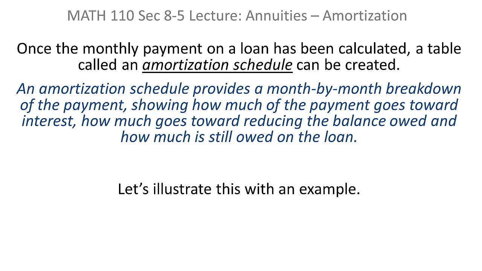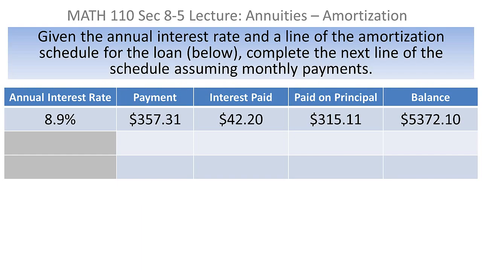So let's look at an example. Here it says, given the annual interest rate and a line of the amortization schedule for the loan below, complete the next line of the schedule assuming monthly payments. So they're telling you that the annual interest rate is 8.9%. They're giving you the monthly payment, the interest paid.